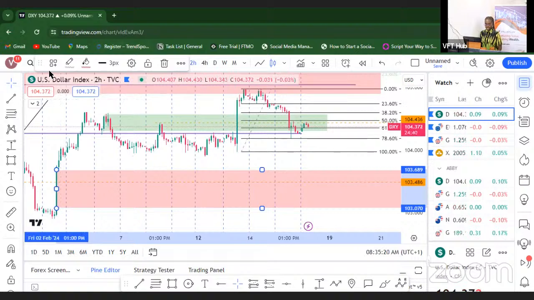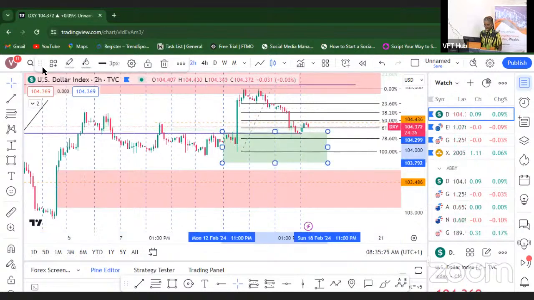Then I will be analyzing dollar correlated pairs.